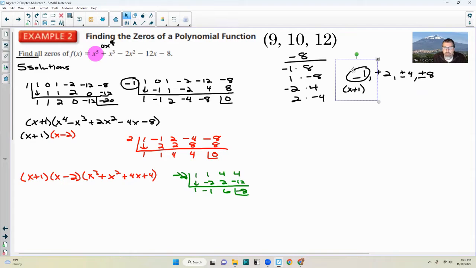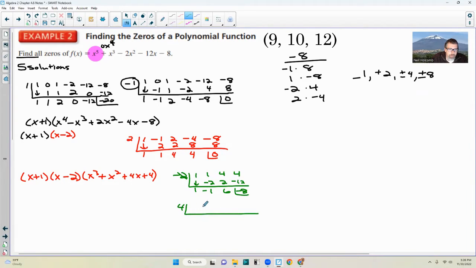Okay. Let me get rid of this circle. All right. So negative 1 is, positive 2 is. Now I'm going to try 4. So I'm going to rewrite this again. 4, 1, 1, 4, 4. Bring down the first term. 4 times 1 is 4. 4 times 4 is 16, 17. This is all positive. So this is just going to keep getting bigger. So I don't want to waste my time. So I'm going to stop with that. And I'm going to not use 4.